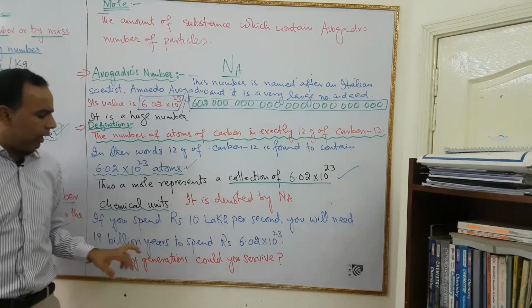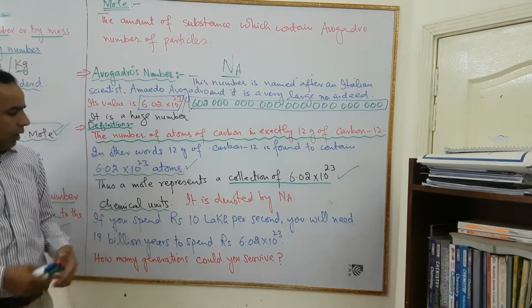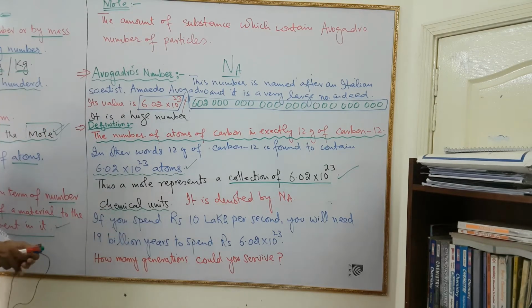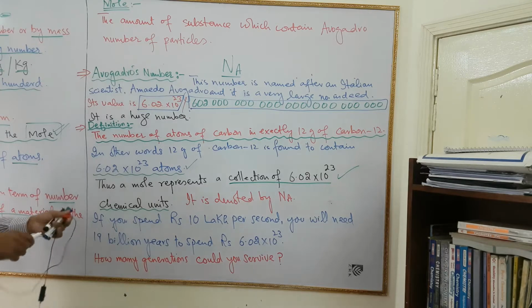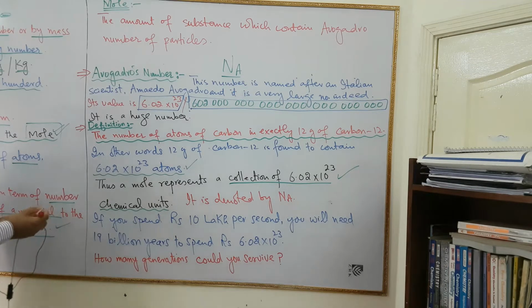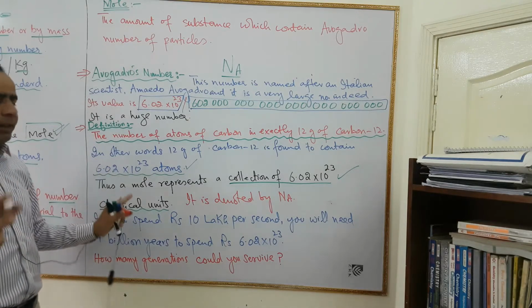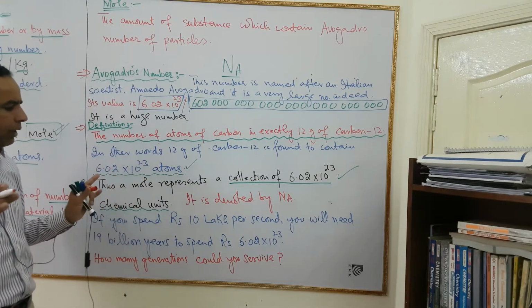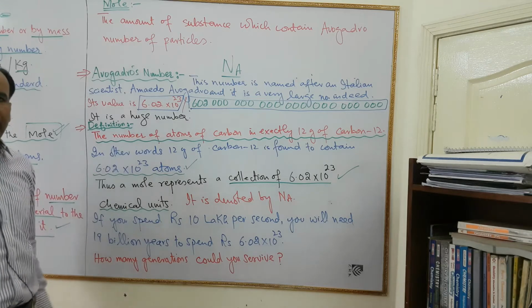Students, how large is 6.02 × 10^23? It is very important to note over here how large 6.02 × 10^23 is.